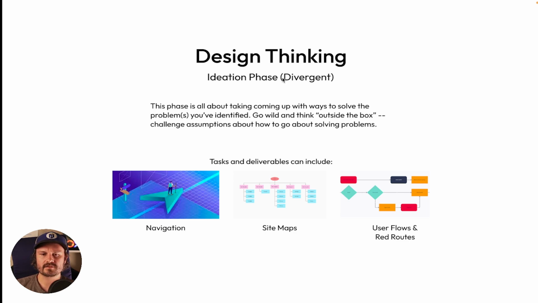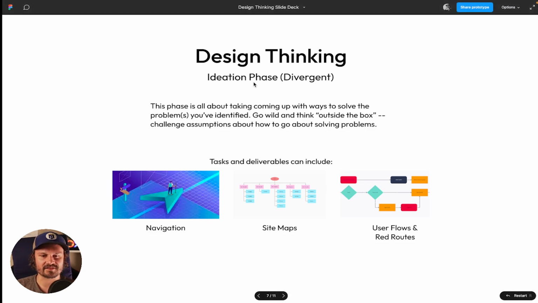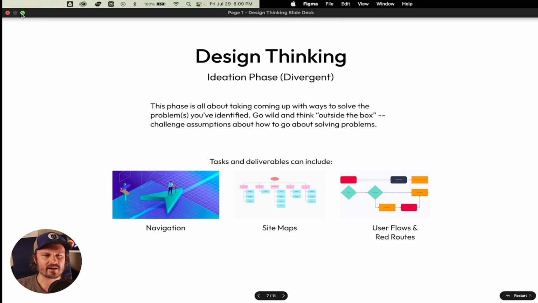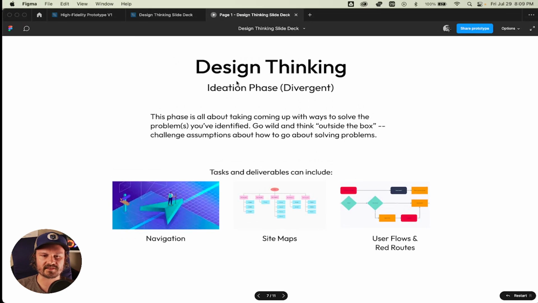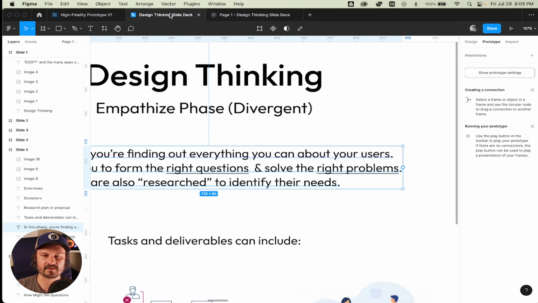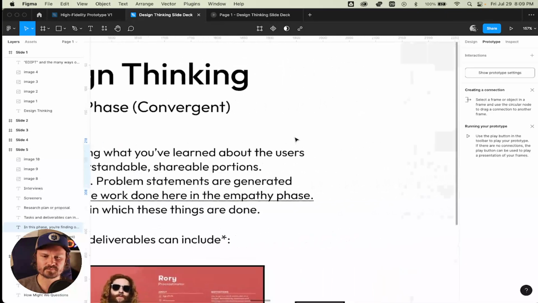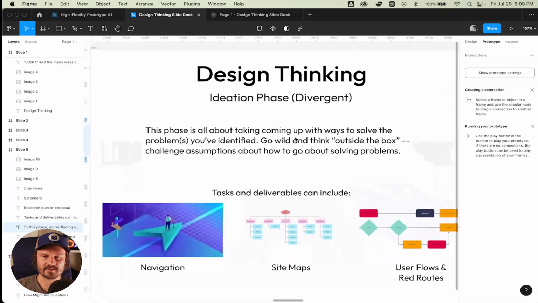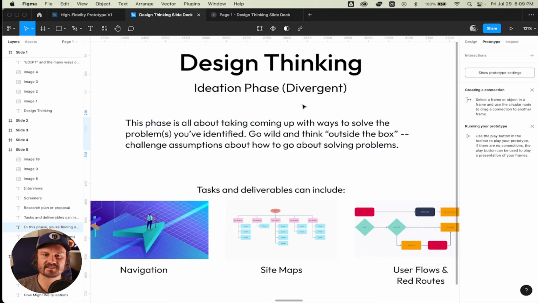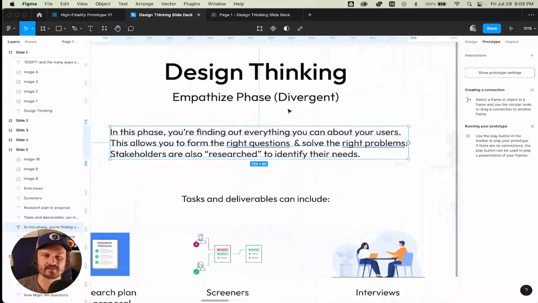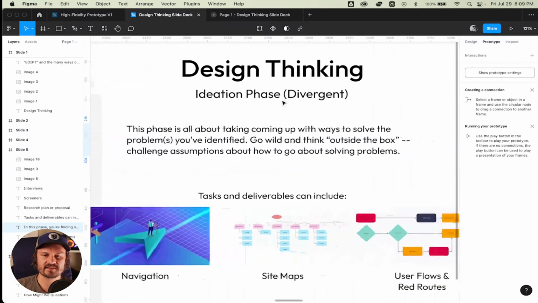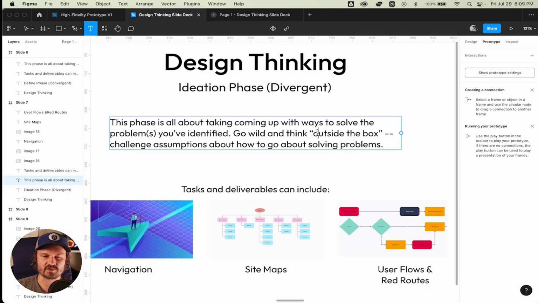And we're back to divergent thinking. This phase is all about coming up with ways to solve the problems that you've identified. And because this is divergent thinking, much like the empathize phase, this is a scenario where it's wise to do a lot of brainstorming.